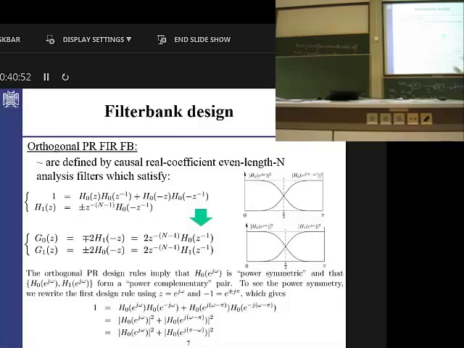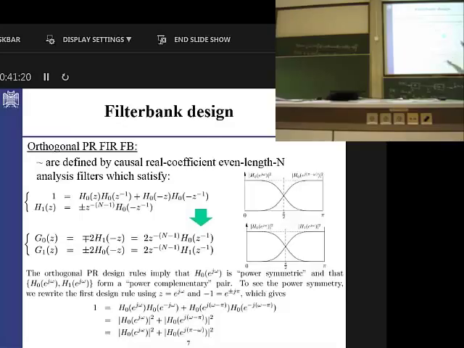Together with those constraints, if you want to design those filters, because now we have four filters, we have to design them: H0, H1, and the synthesis part counterpart, which is G0 and G1. We have to design these four filters based on those constraints, to get a perfect reconstruction with this kind of presumptions.